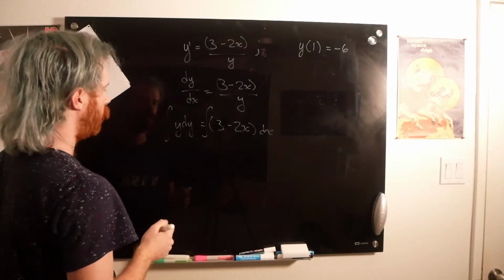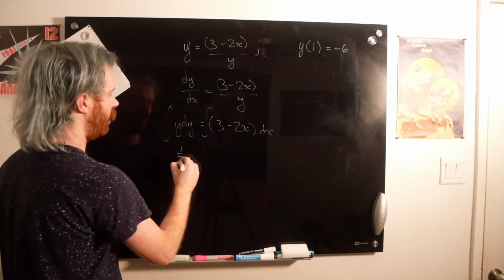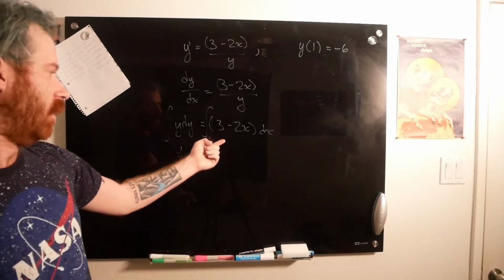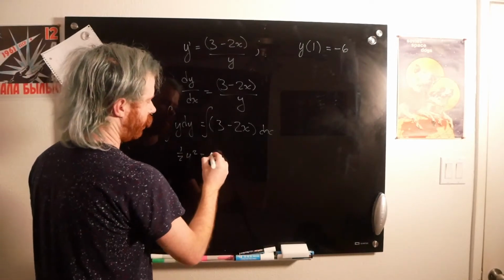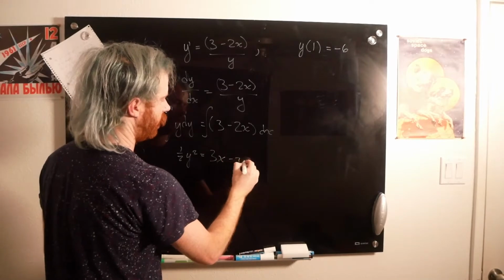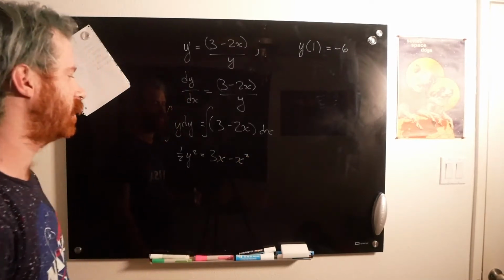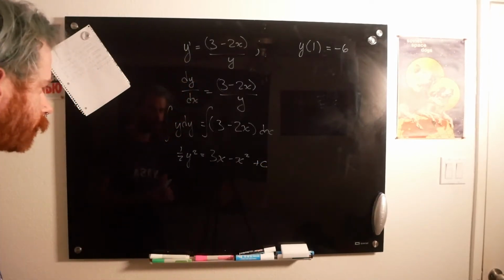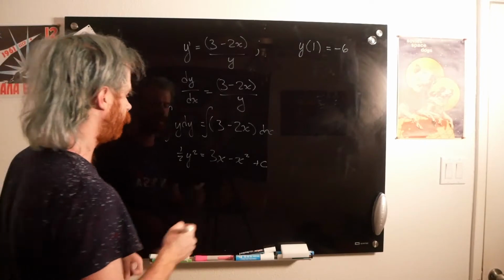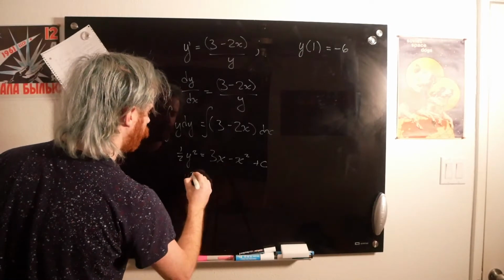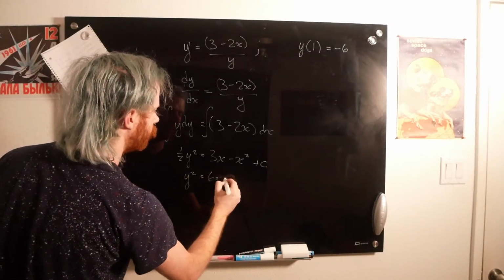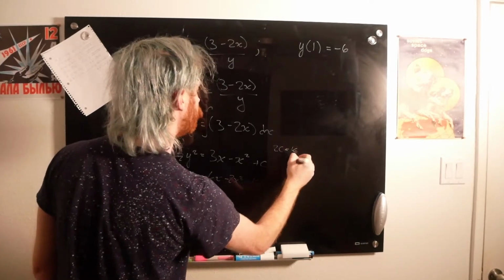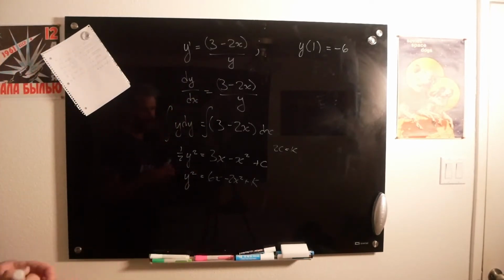To integrate this, the integral of y becomes 1/2 y squared. We're not worried about the plus c on the left side, remember? On the right side, the integral of 3 is 3x, and the integral of negative 2x is negative x squared. And then we are worried about the c right here. So let's multiply everything by 2. Y squared equals 6x minus 2x squared plus k, where 2c equals k, being specific right there.